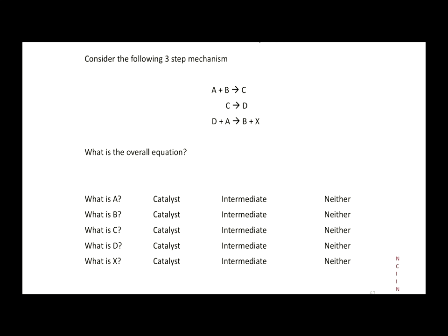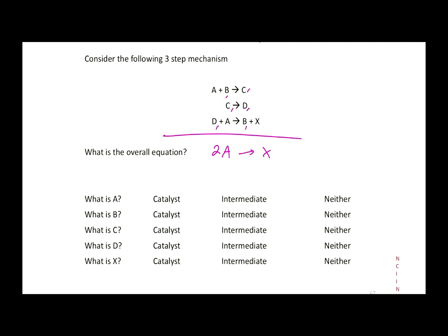All right, so here's a 3-step mechanism. What I want us to do here is just determine what is A, B, C, D, whatever. Okay, what is A in this mechanism? Well, actually, let's first get the overall reaction. It looks like C cancels. What else cancels? D, what else cancels? B, yeah, so this looks like it's 2A gives us X. That's it, right?